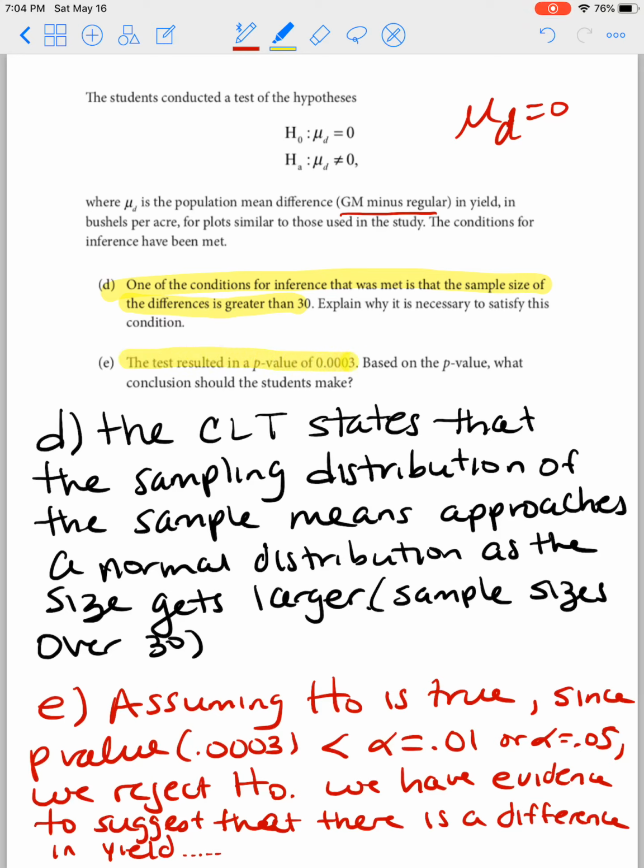And then it says the test resulted in a p-value of 0.003. That's so tiny, it's smaller than any conventional alpha. It says based on the p-value, what conclusions should the students make? So I wrote, assuming H0 is true, since the p-value 0.003 is less than either one you guys want, 0.01 or 0.05, we reject H0. We have evidence to suggest that there is a difference. In other words, you're going to say HA, that there is a difference in yield here in bushels per acre for plots similar to those used in the study, and so on. So that's how you do parts B through E.